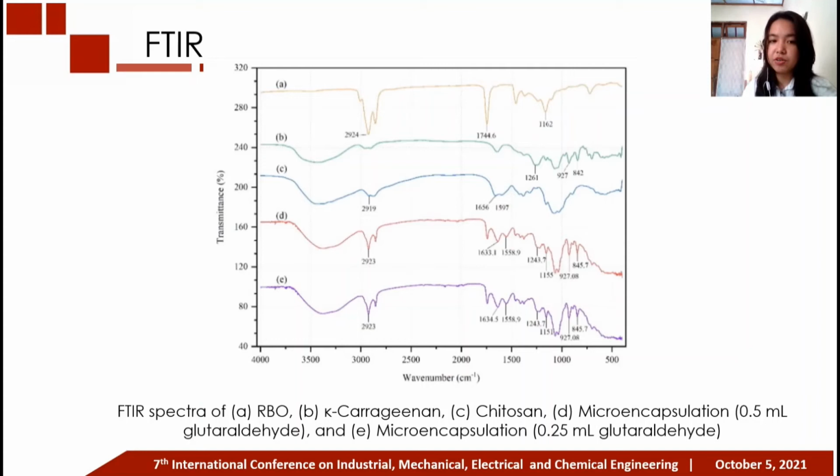The spectra show interaction between the amine and sulfate groups of Chitosan and Carrageenan, indicating success in forming polyelectrolyte complexes. The microencapsulated rice bran oil FTIR spectrum shows peaks at 2919 and 2923 cm^-1. The peaks indicate the presence of rice bran oil in the microcapsule.